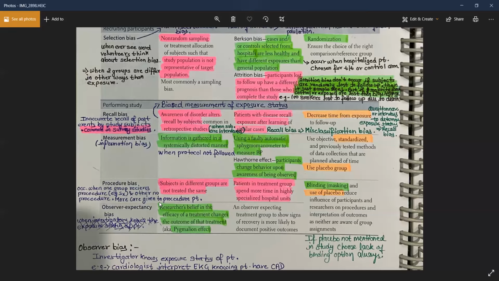Okay, then comes the observer expectancy bias. When the observer knows that the patient is receiving a therapy, and which group is receiving the therapy and which group is not, because of their observer expectancy, they will change their behavior. They will try to motivate the patient that their drug will work, don't worry, and because of this motivation, the patient again will change their behavior somehow, right?